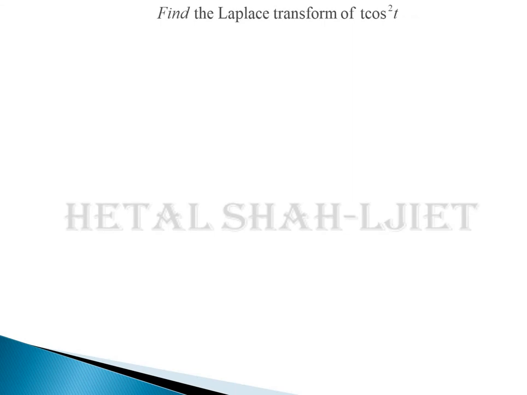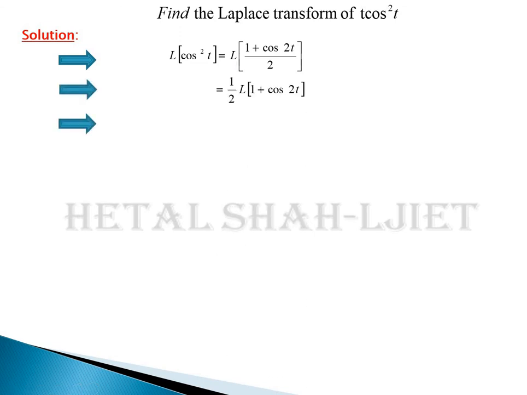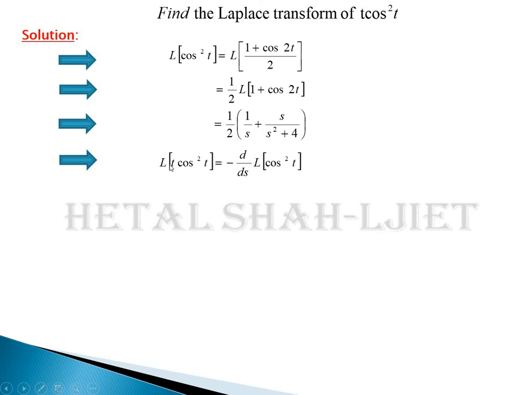Let's check some examples. Find the Laplace transform of t cos square t. Laplace of cos square t, this is our function f of t. Laplace of cos square t is Laplace of (1 plus cos 2t) by 2. So Laplace of 1 plus cos 2t: Laplace of 1 is 1 by s and Laplace of cos 2t is s upon s square plus 4. So Laplace of t cos square t is, as per the formula we already know, minus 1 raised to 1, that is minus 1.